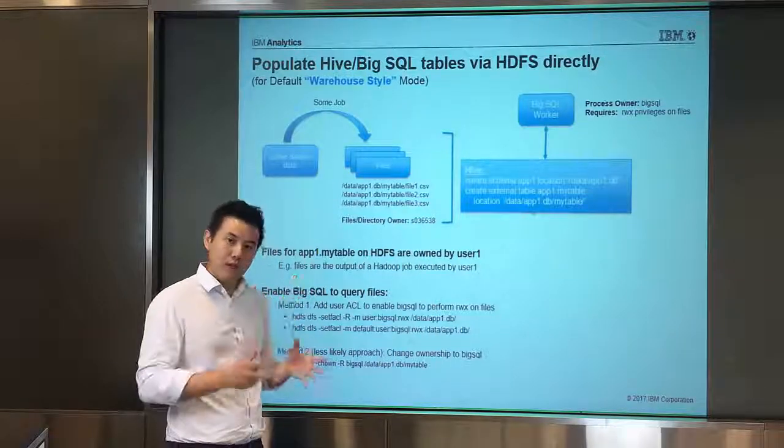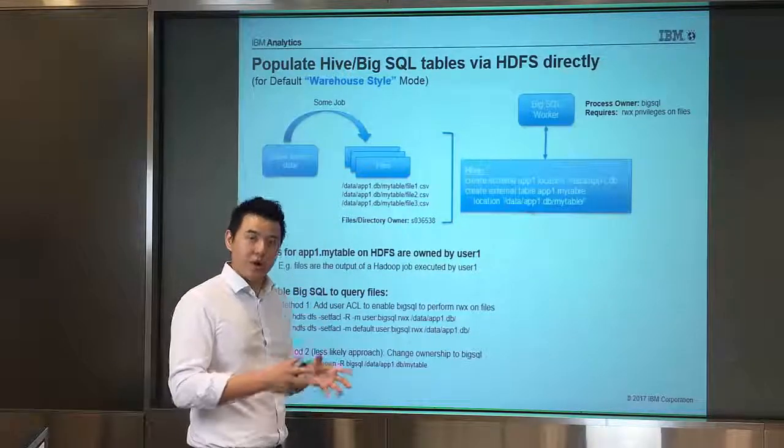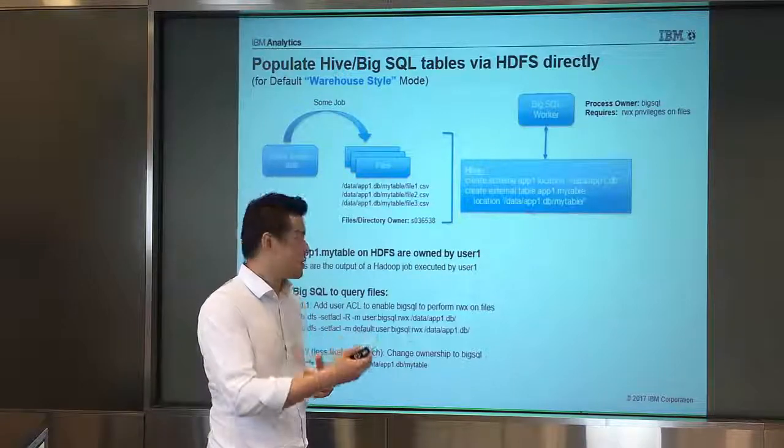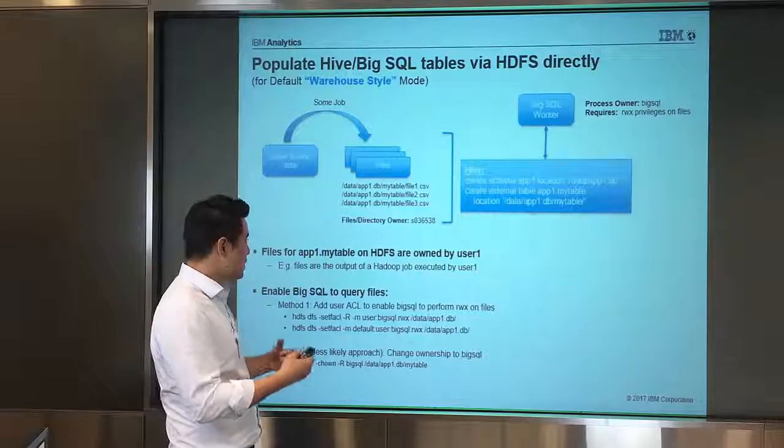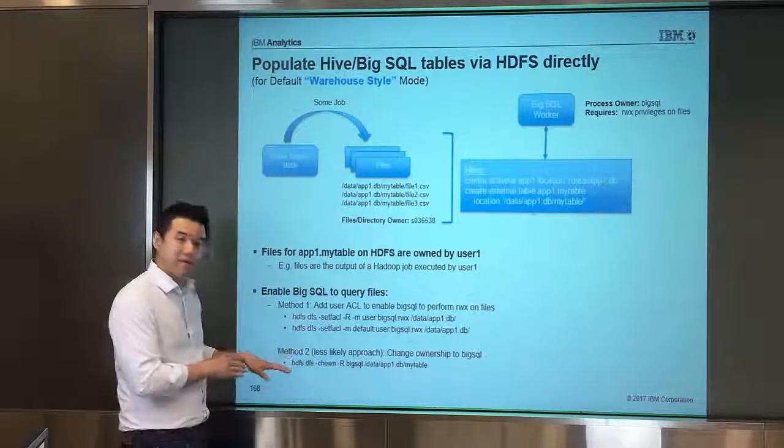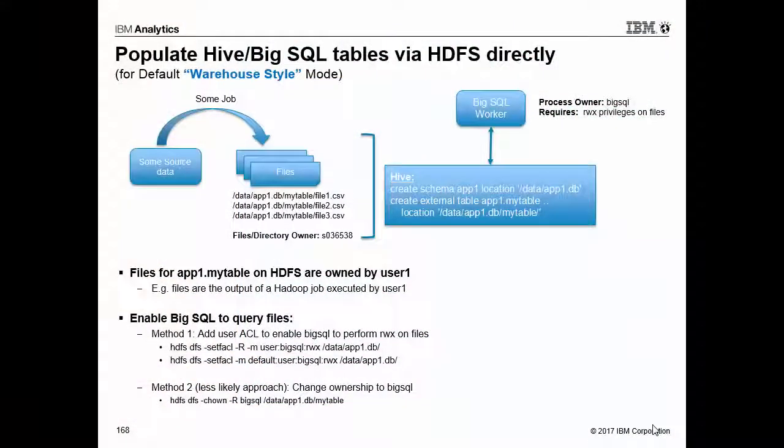Now there's one more thing we have to do. Remember, we're running in warehouse mode where the processes are running on behalf of the end user, but they're running still as the Big SQL Service ID. So two choices. I'm going to talk about method 2 first. Either you change the ownership of those files to be Big SQL, which is actually kind of unlikely because maybe it's a different team bringing the data in and a different team managing Big SQL, but that's one option.